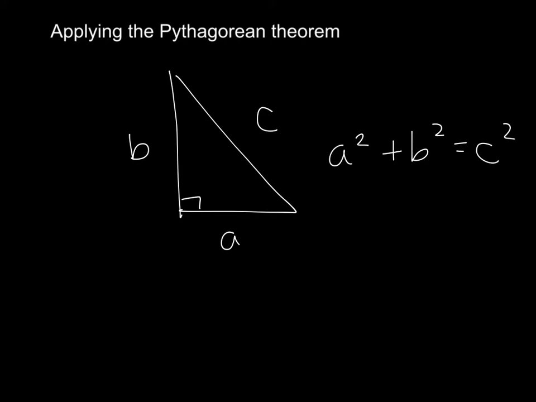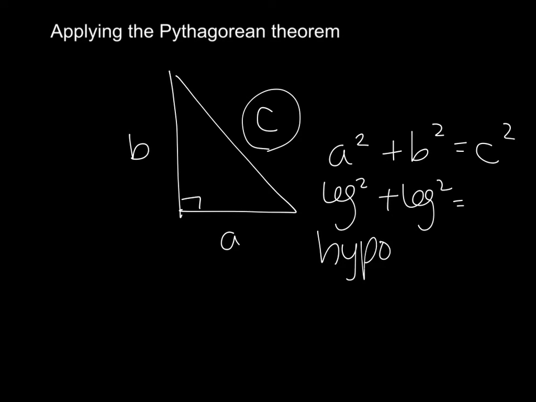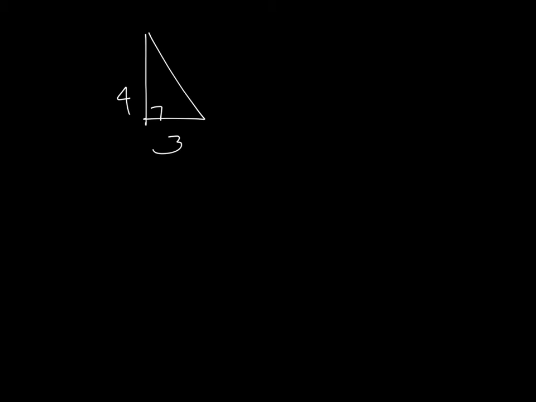Alright? Or you could think of it as one of the legs squared plus the other leg squared equals the hypotenuse squared. Okay? So the hypotenuse is always across from the right angle. Alright? So say I have this right triangle and we have the side lengths as one of the legs is 3, the other leg 4, and I want to know what this side should be. We use the Pythagorean theorem.